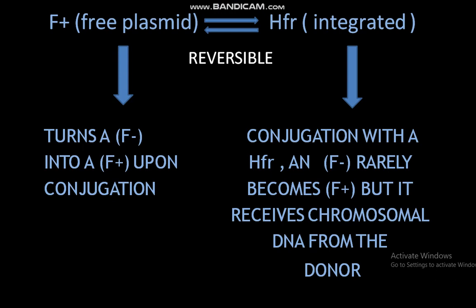Now, the F positive free plasmid is reversible to Hfr integrated. The F positive free plasmid turns F negative into F positive upon conjugation, whereas in Hfr conjugation with an F negative recipient, the recipient does not become F positive, because although the plasmid is transferred, it receives chromosomal DNA from the donor.